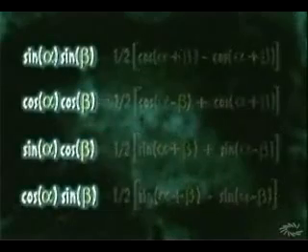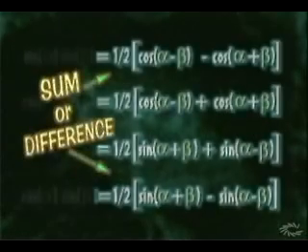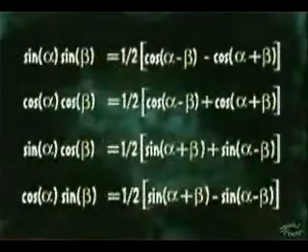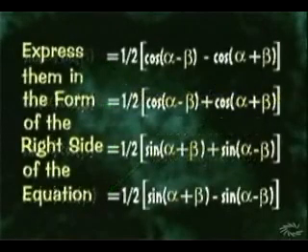So, how do you use them? Notice that the left side of each of these formulas involves a product, and the right side is a sum or difference. That's why they're called the product to sum formulas. Take a look at the formulas again. For each of these formulas, you're going to be given the values for the left side of the equation and have to express them in the form of the right side of the equation. This probably sounds like a lot of gibberish, but don't fret. We'll look at a problem that might show up on your exam to explain what we mean.